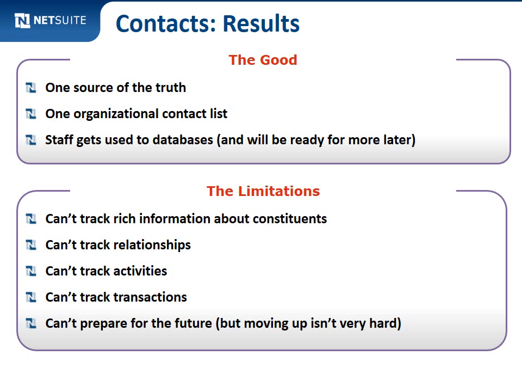So if you go through this, you get the good: one source of the truth, one organizational contact list. Staff starts to get used to databases. Don't ever underestimate how many people will hold on to their Excel spreadsheets for years and years and years, even after you give them a database. They get used to databases and potentially become ready for more later. But one of the big limitations is the last one there: you just can't really prepare for the future. The nice thing about it though is moving up isn't really very hard because you've done the basics.